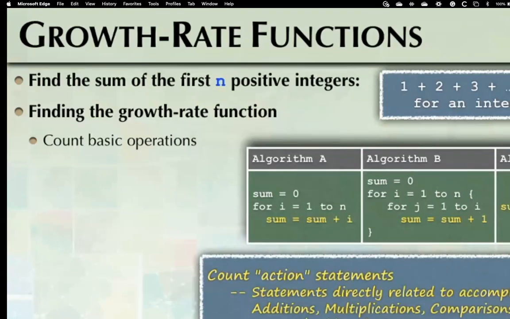So I think most of, if not everybody here, has had discrete math. And so this was a concept that was introduced there.